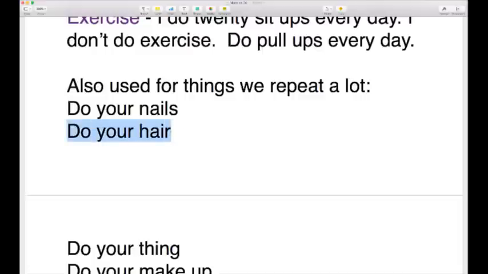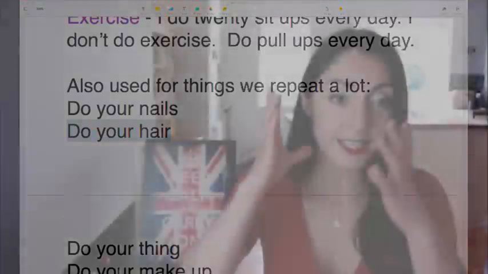You do your hair. So if I need to make my hair look nice because I'm going out for the evening, then I'm doing my hair. I'm putting my hair up. I might say, come on, we need to go out. Like, yes, I'm just doing my hair. Okay, so you do your hair. You might be making your hair look nice, but you are doing your hair. Okay?